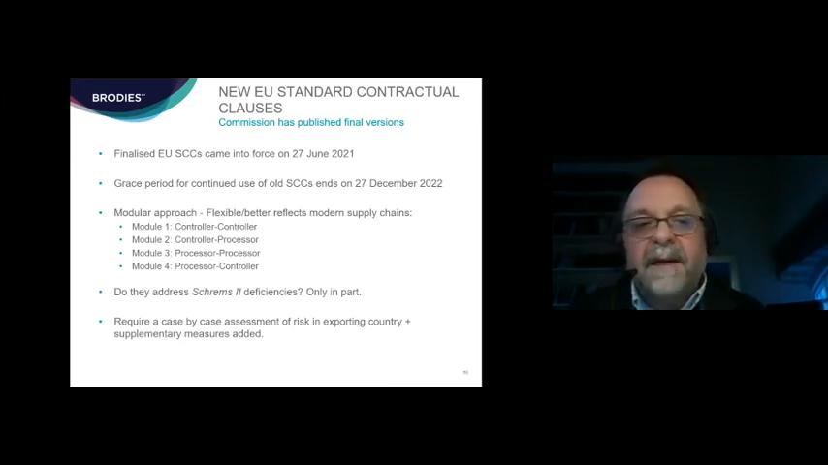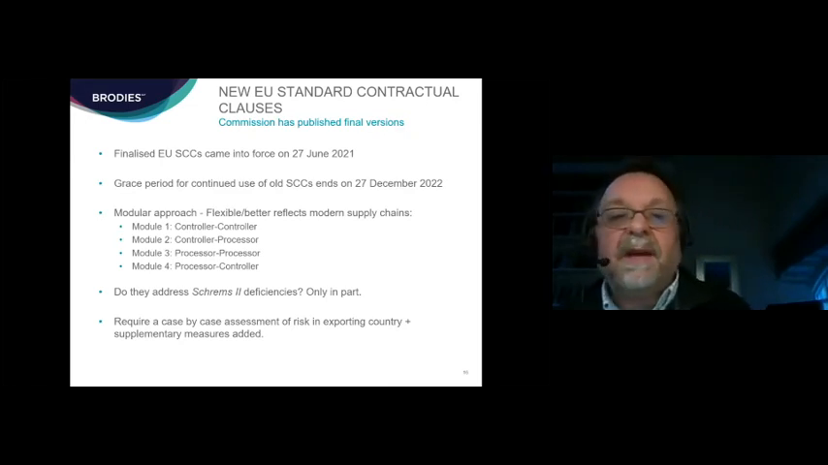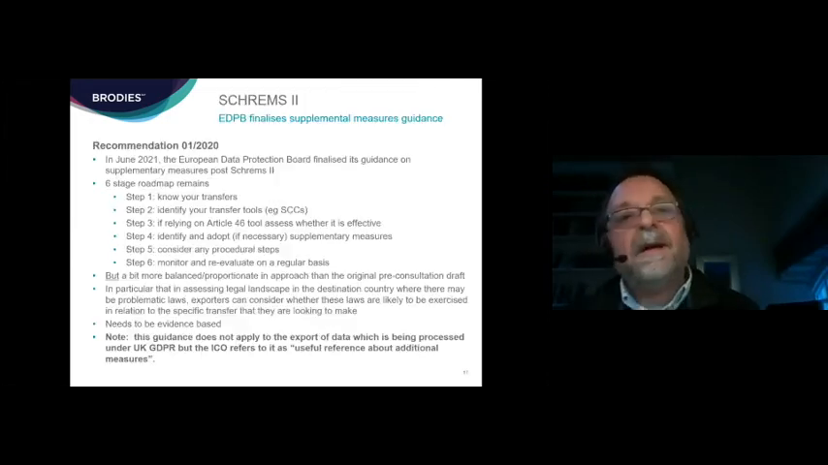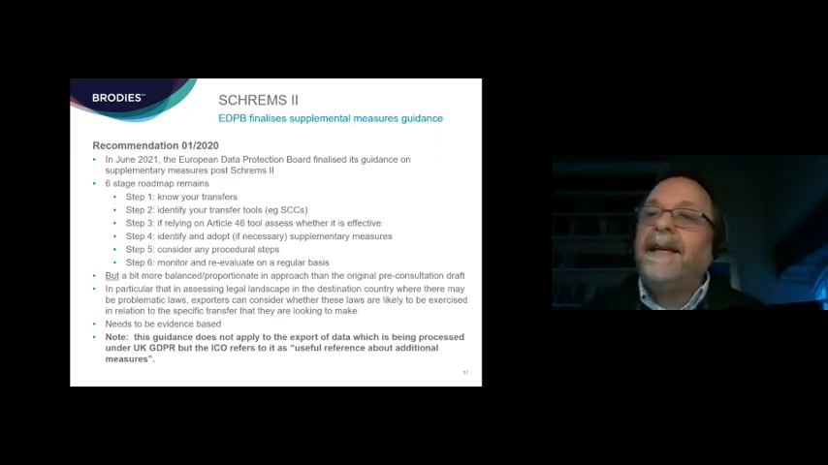Yes, but in part. But again, as with the UK, they require a case-by-case assessment of risk in the exporting country and supplementary measures to be added, which brings us to the guidance which we've trailed in previous sessions that the EDPB issued in response to Schrems about supplementary measures. So that guidance was finalised in June 2021. It has a 6-stage roadmap rather than the 3-stage proposed in the UK, but the ground is broadly the same.